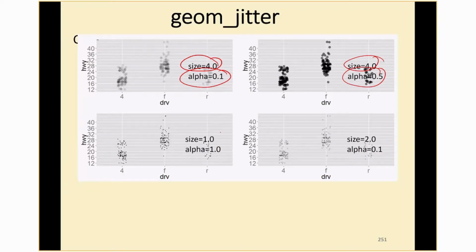Here the size is smaller than the default. The default's 2. I've set it to 1. There's the default alpha. Here the size is 2 and the alpha is 0.1. So essentially, you just play around with size and alpha until you get something that looks nice. Actually, in most cases, you don't have to use alpha. In most cases, you can get a pretty decent result by manipulating your size. But if you've got an awful lot of points, then sometimes you are going to have to use alpha.